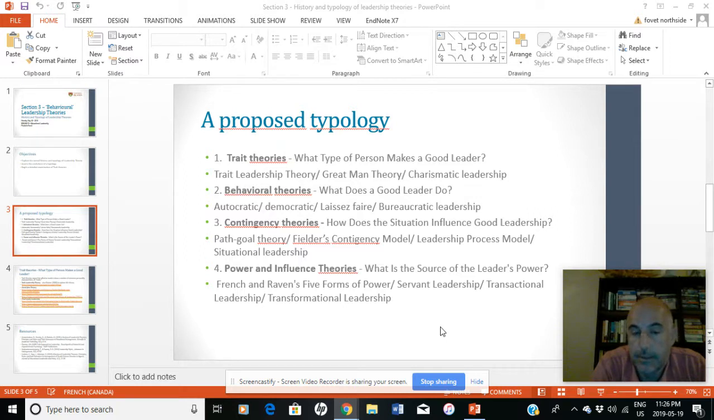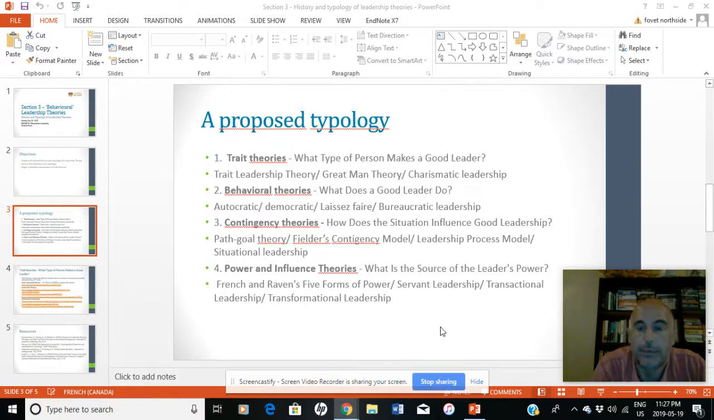And the last section is the theories of leadership that are normally coined or termed or described as power and influence theory. So the main questions there for these authors is, what is the source of the leader's power? So how are they reflecting on power, and how are they trying to assert themselves with people that they supervise? And again, there we have 4 different examples, 3 being very popular. So you're going to hear a lot about servant leadership, transactional leadership, and transformational leadership.